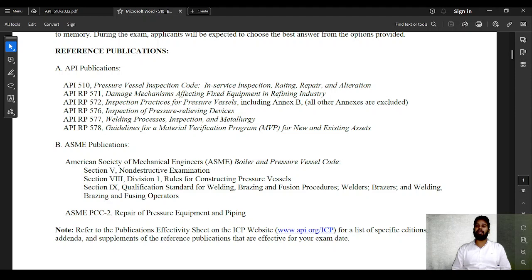So whatever the things that are laid down in API 510 are to be known by the inspector because he is working for that API 510 examination. Okay, so the entire document is subjected to examination.